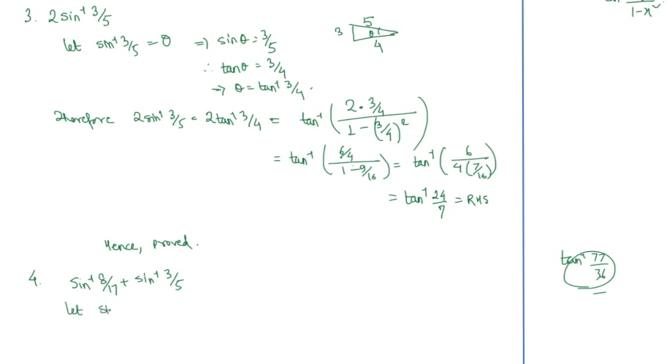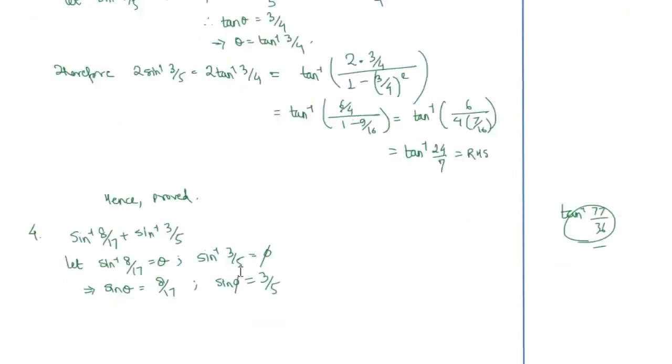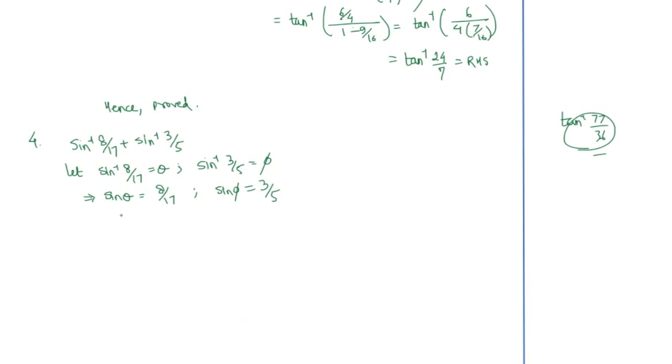So let sine inverse 8 by 17 be equal to theta, and sine inverse 3 by 5 be equal to phi. Because these two are different angles, we can say sine theta is equal to 8 by 17 and sine phi is equal to 3 by 5. Now since sine theta is equal to 8 by 17, you can easily construct a right angle triangle with angle theta such that sine theta is equal to 8 by 17. You will be getting the base to be 15 by Pythagoras theorem.